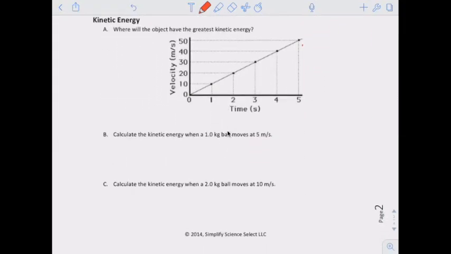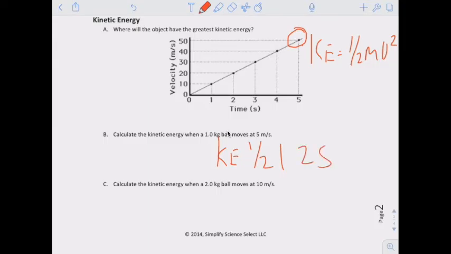Kinetic energy, it says, where will the object have the greatest kinetic energy? Kinetic energy is 1/2 the mass times the velocity squared. If it's the same object, wherever it has the highest velocity will have the highest kinetic energy. B, it says calculate the kinetic energy when a 1 kilogram ball moves 5 meters per second. Kinetic energy is 1/2 times our mass, which is 1, times our velocity squared. 5 squared is 25, so we would have a kinetic energy of 12.5 joules of energy. It says calculate the kinetic energy when a 2 kilogram ball moves 10 meters per second. Same equation, 1/2 the mass times velocity squared.